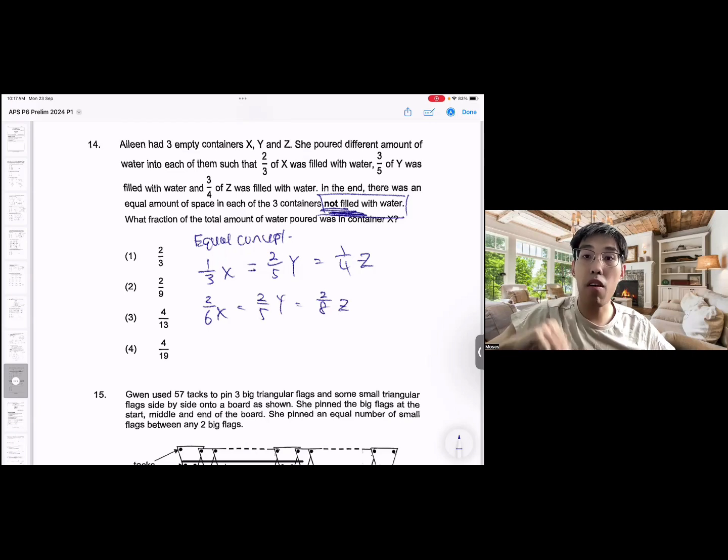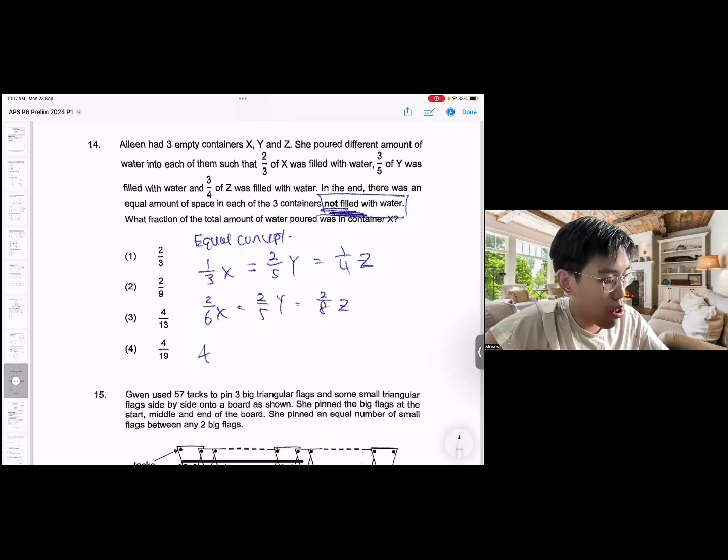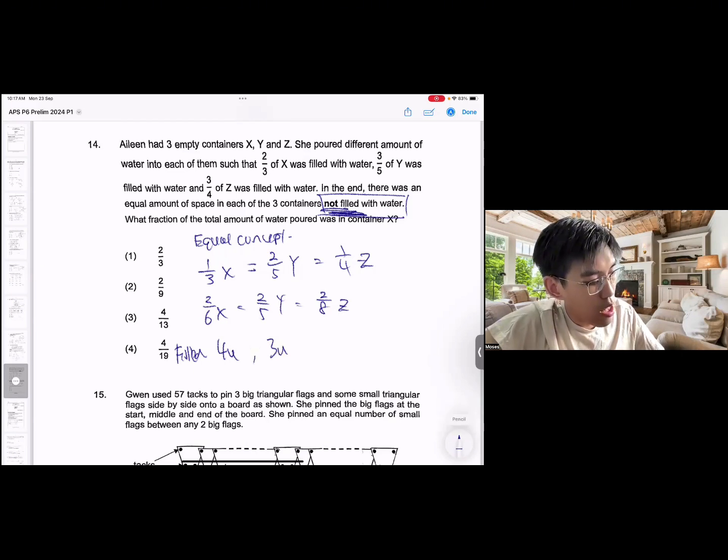So we need to find the number of units that are filled with water. Here we have 4 units filled. I say again, I write down here, filled. So this is 4 units filled. This is 3 units filled, not equal. And this one is 6 units filled for Z. That is 6 minus 2, 5 minus 2, 8 minus 2.